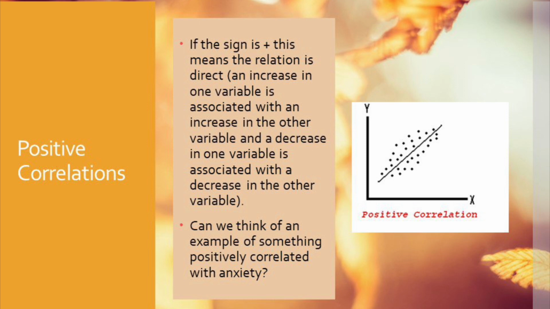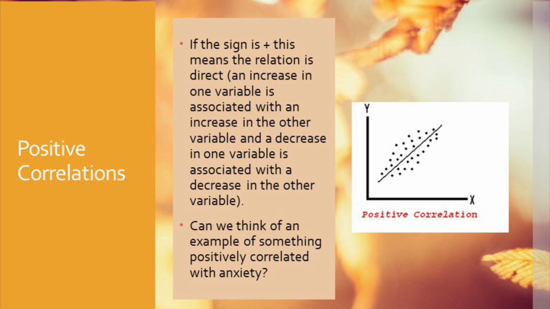Hopefully, you were able to think of one or two things that positively correlate with anxiety. The example I thought of first is anxiety and heart rate. So there's a positive correlation between the two, right? When the average person experiences increased anxiety, they experience a faster pulse. Another example is hours of sleep and energy. So when you get fewer hours of sleep, you have less energy.